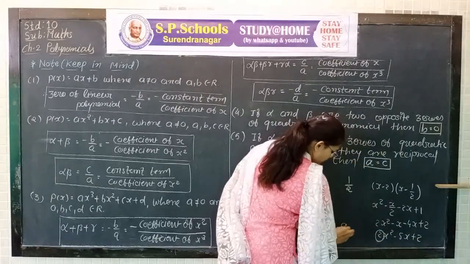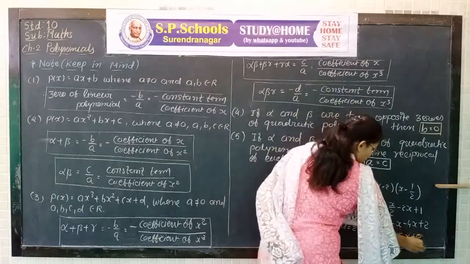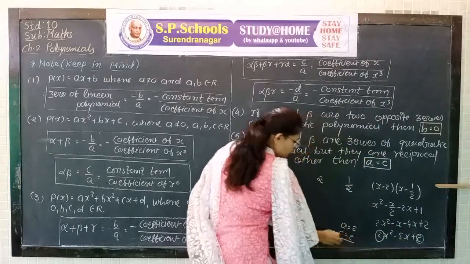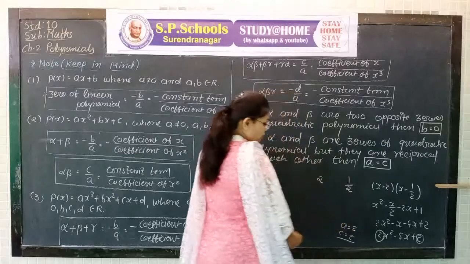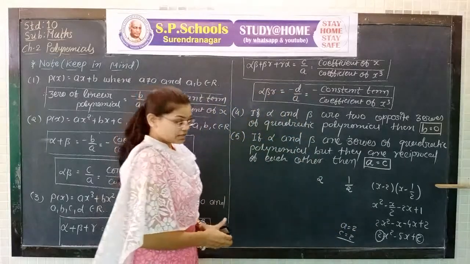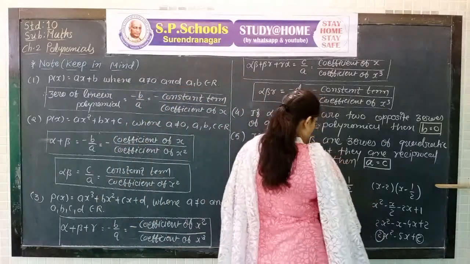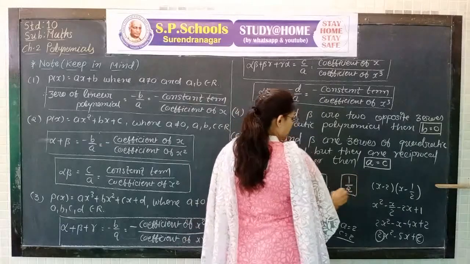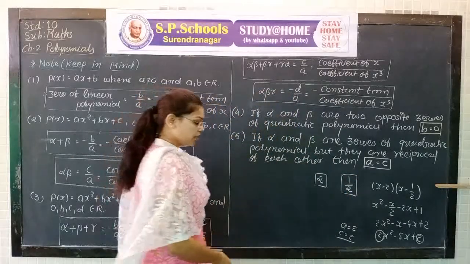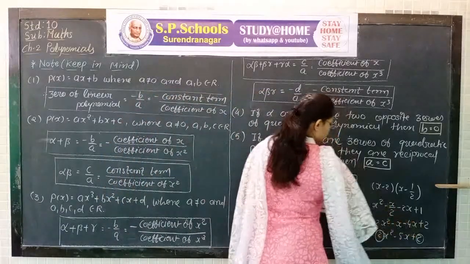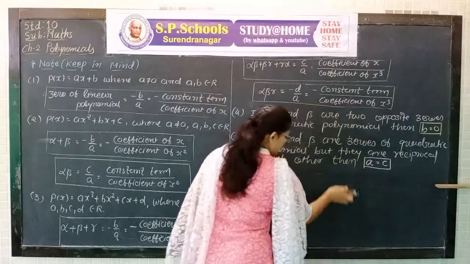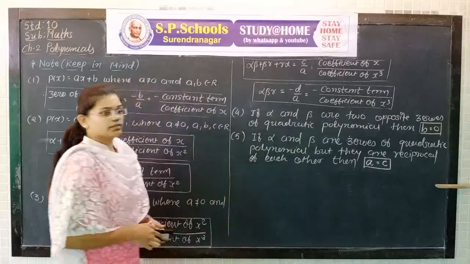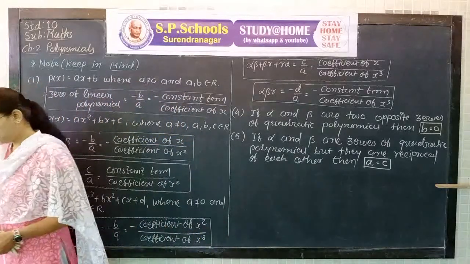The coefficient of x square, a, is equal to 2 and the constant term c is again 2. Why are the two values the same? Because the two zeros are reciprocal of each other. That's why a is equal to c. Keep in mind, there are 5 notes for our objective questions.